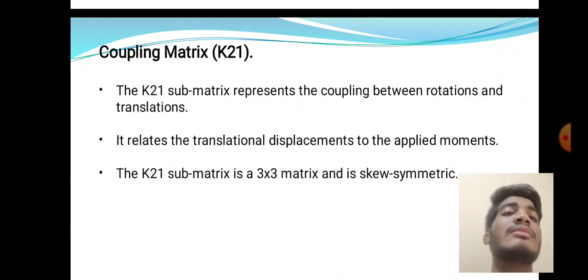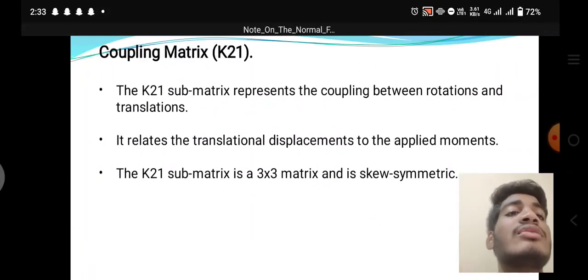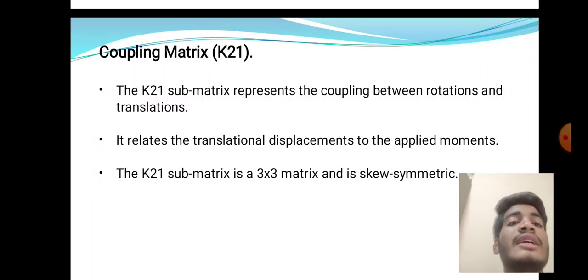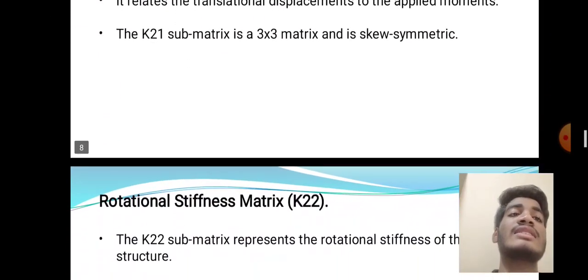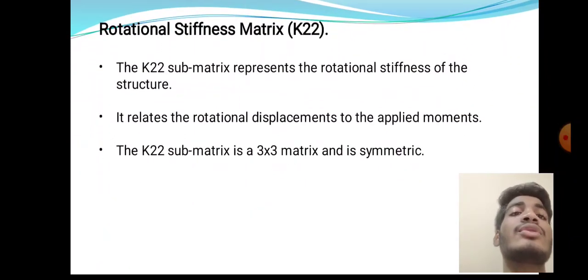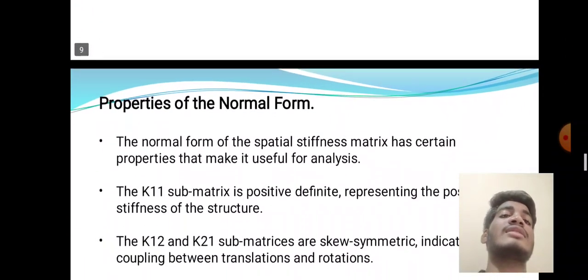Next is the coupling matrix K21. The K21 submatrix represents the coupling between rotations and translations. The K21 submatrix is a 3 cross 3 matrix and it is a skew matrix also. And if you go to the rotation stiffness matrix K22, the K22 submatrix represents the rotation stiffness of the structure. The K22 submatrix is a 3 cross 3 and is also a symmetric matrix.